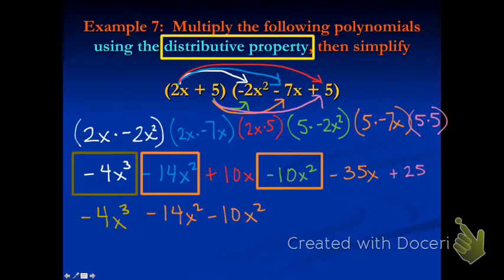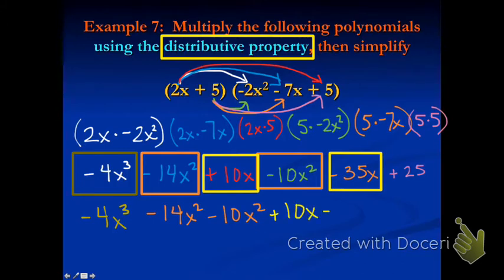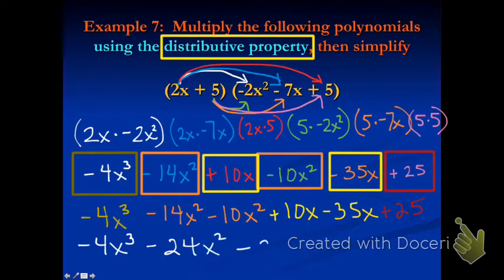Then I'm going to look for something with a power of x to the first, or just x. And I have a positive 10x and a negative 35x. So I'm going to rewrite them next to each other. And then we have, last but not least, the constant of just 25. So I'll write plus 25. Now, our final step is to combine like terms so that we have one term of each exponent. So we'll start with a negative 4x to the third minus 24x squared minus 25x plus 25.